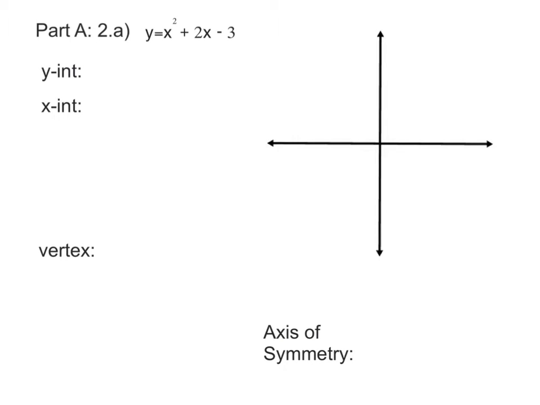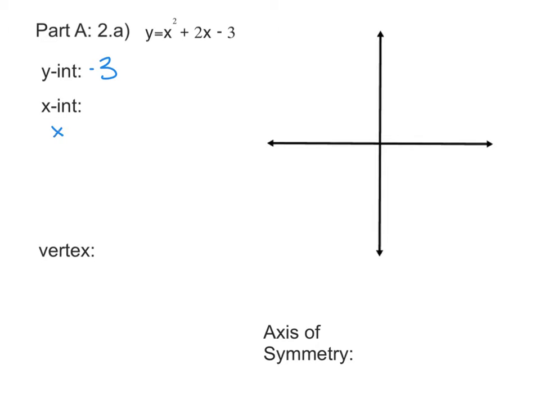All right, let's graph this parabola. The y-intercept is going to be the easiest thing to find when you have a quadratic that's in standard form. The y-intercept is just going to be this constant term. So the y-intercept will happen at -3. The x-intercept happens when y is equal to 0.